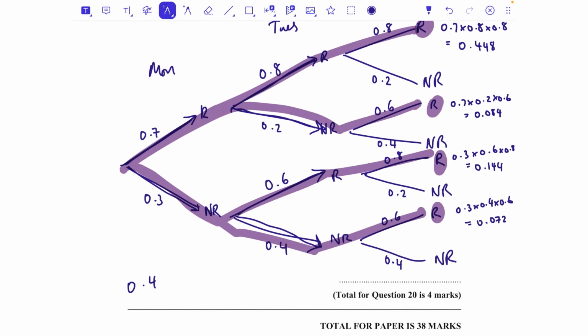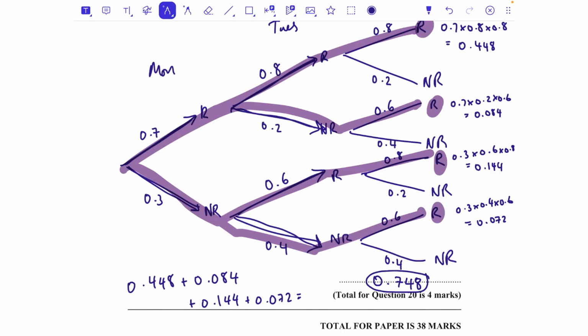I now just want to add all of those together. So 0.448, add 0.084, add 0.144, add 0.072, and again I'm going to do that on my calculator. 0.144, add 0.084, add 0.448. There we go. And that's all of them, and that gives me an answer of 0.748. Blimey, that is not looking good for the chance of rain, is it?